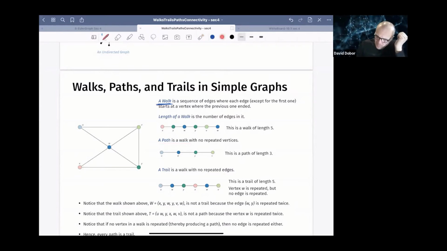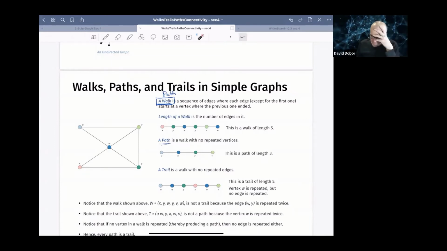Okay, so let me write down what Rosen says. Rosen gives a name. This is very confusing, but I want to tell you nevertheless. Rosen calls this walk a path. In Rosen's context, what we'll now call a path isn't going to be a path. He calls that a simple path. So now in this context, a path is a walk that does not repeat any vertices.